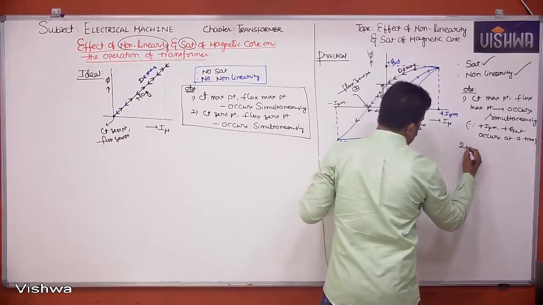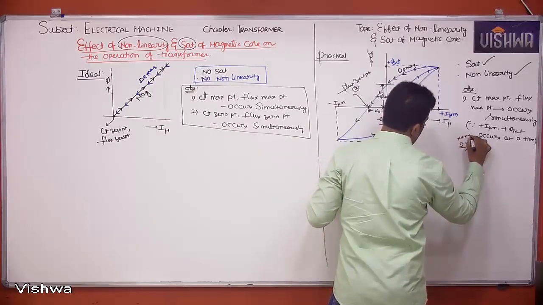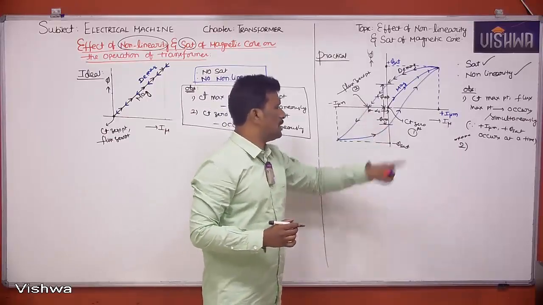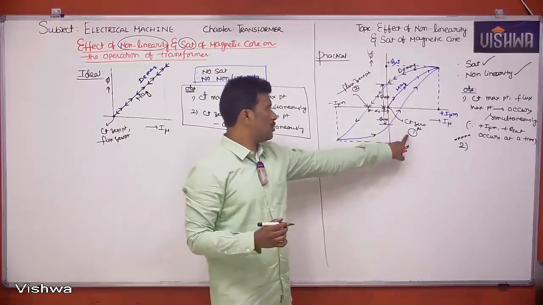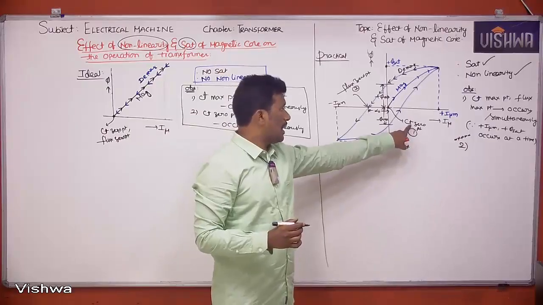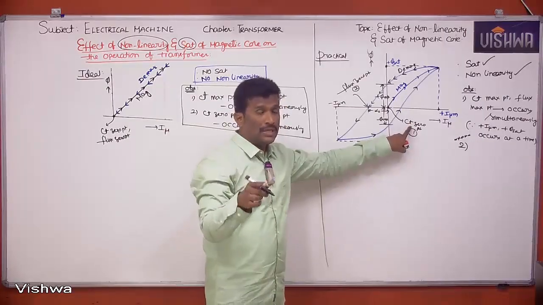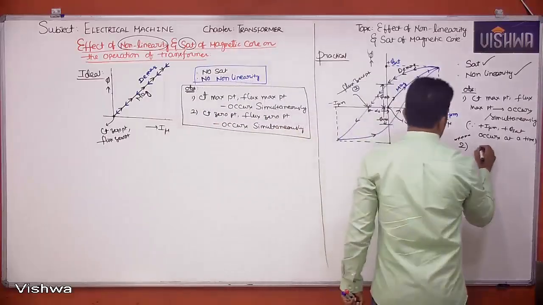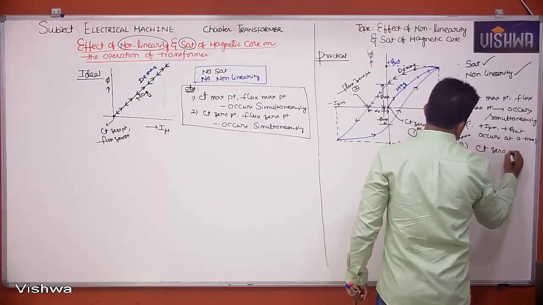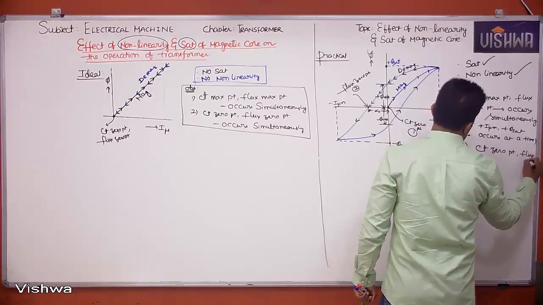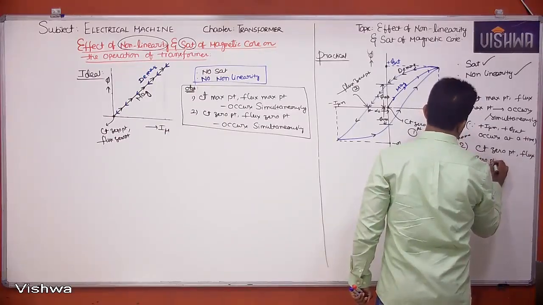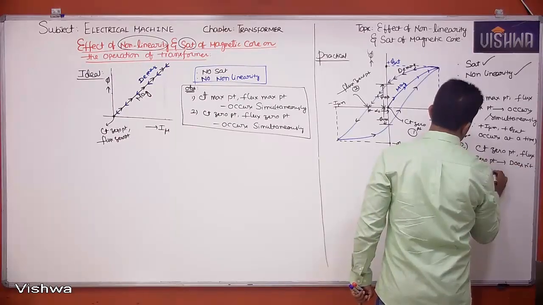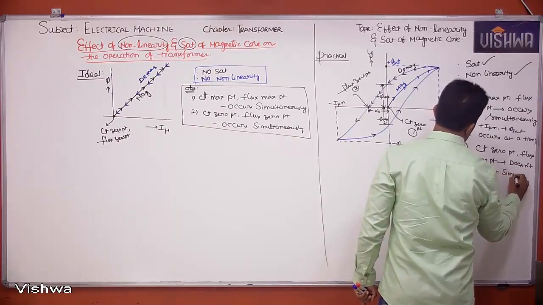And guys, the second point is very, very important. Tell me, do current 0 point and flux 0 point occur simultaneously? No. Which one is coming first? Current 0 point will come first. Then after some time, flux 0 point will come. Therefore, I can write here, current 0 point, flux 0 point does not occur simultaneously.